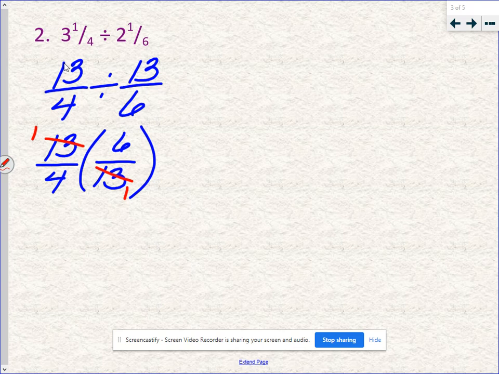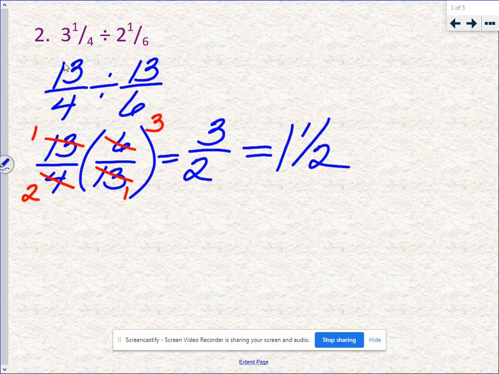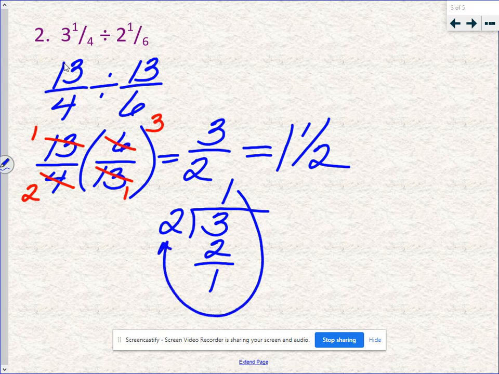I have even numbers, so I know that 2 goes into every even number, 2 goes into 4 twice, 2 goes into 6 3 times. 1 times 3 is 3, 1 times 2 is 2, and I convert that into a mixed number to be 1 1/2. Here's the fish hook if you need to see it. 1 1/2.